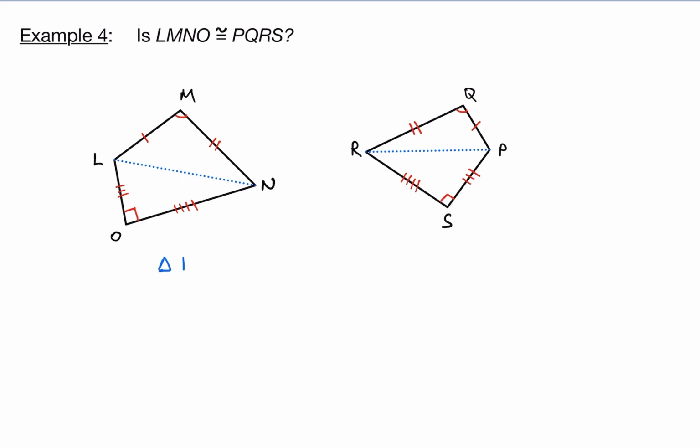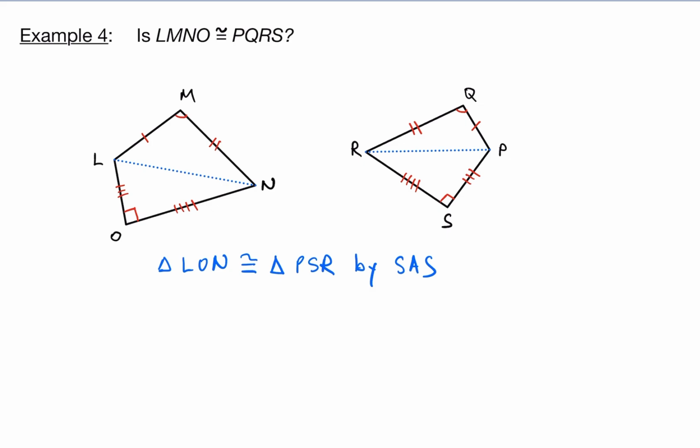Let's go ahead and write that down. Triangle LON is congruent to triangle PSR, and they're congruent by side angle side congruency. Okay, so at least we know part of that 4-sided figure is congruent. Now we have to look at the other side.